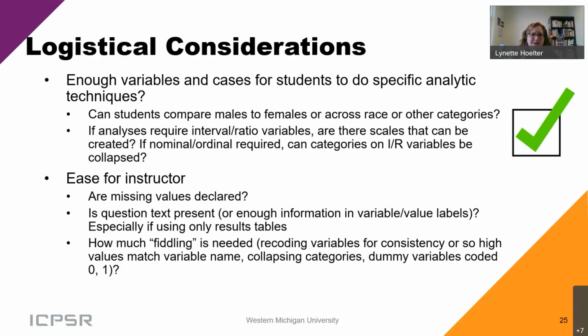And then thinking about whether the missing values are already declared. If they're not, that's going to take you time to go through and do it and make sure that you don't miss anything. Is the question text present, or are the variable and value labels descriptive enough? Particularly if you're just going to use the results tables, either in your lecture notes or I often use results on an exam and then have students interpret them. But if you're only going to be using those tables, will they have enough information to be able to do what you want them to do with it?